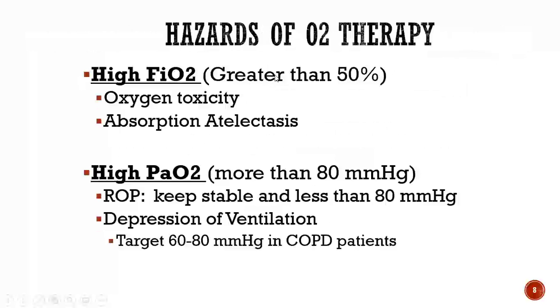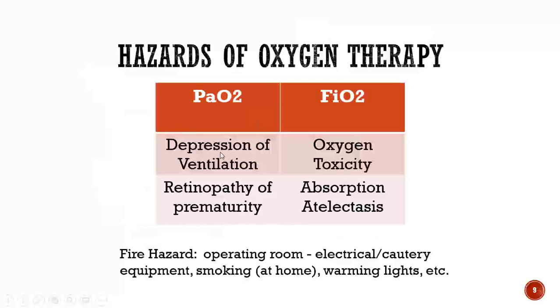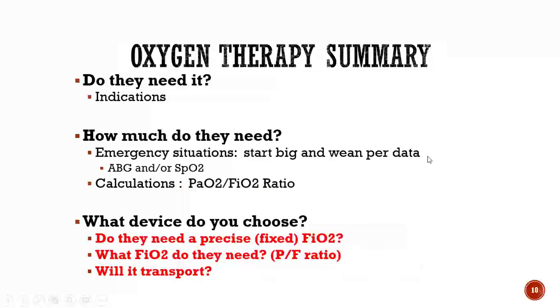So this is the same thing, just broken down. High FiO2 greater than 50%. You're looking at these two O2 hazards. High PaO2 more than 80. For COPDers, it's more of a 60 to 80. These are your two O2 hazards that you're looking at. Another way to say the same things.